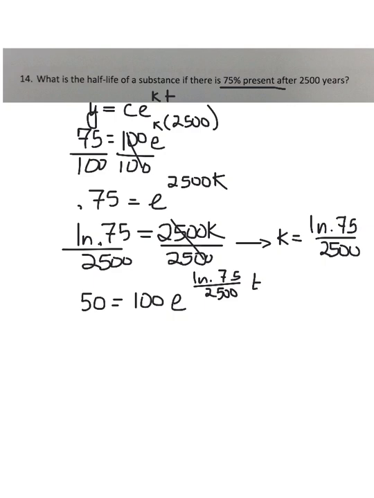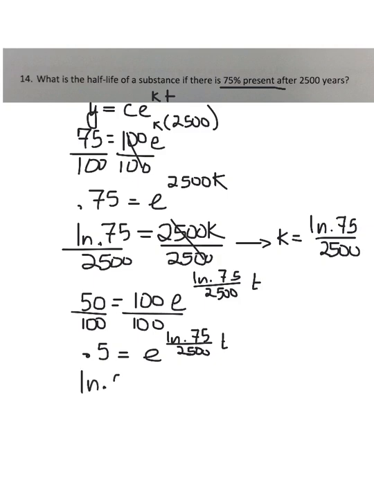Okay, so I'm going to divide out the 100, which is going to give me 0.5 equals e to the ln of 0.75 over 2500, and multiply that by t. I'm going to ln both these bases, and that e will cancel out. So I'm going to have the ln of 0.5 equals the ln of 0.75 over 2500 t.